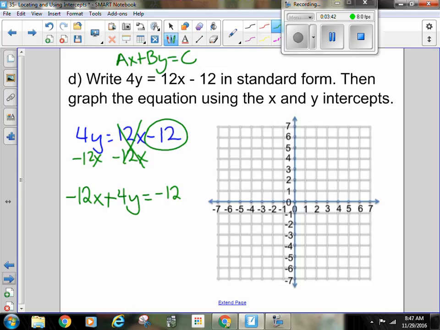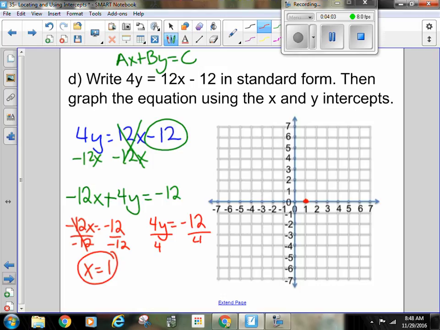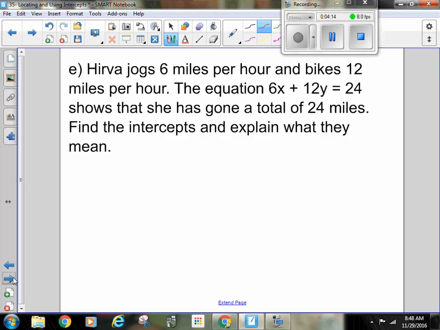All right, so let's find my x-intercept by covering up my y term. So I get 12x equals negative 12. Divide each side by negative 12. And I get x equals positive 1. Okay, and then to find my y, I cover up my x, so I have 4y equals negative 12. Divide each side by 4, and I have y equals negative 3. So I'm going to go down 3. And there we have it. I really like graphing with intercepts. It's super slick.